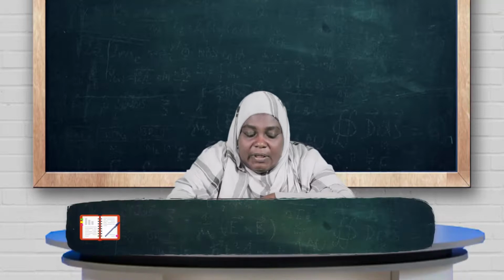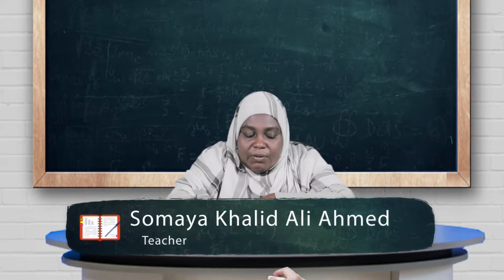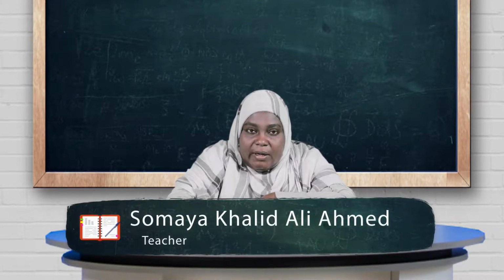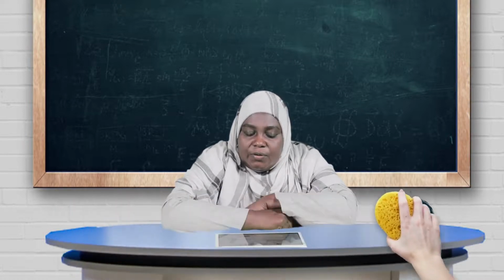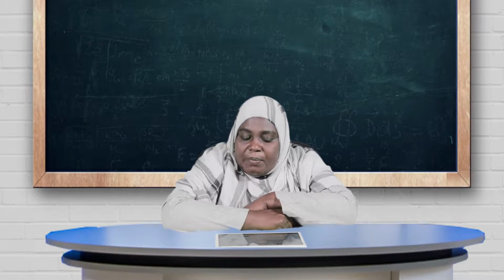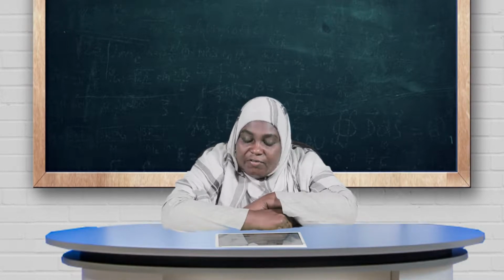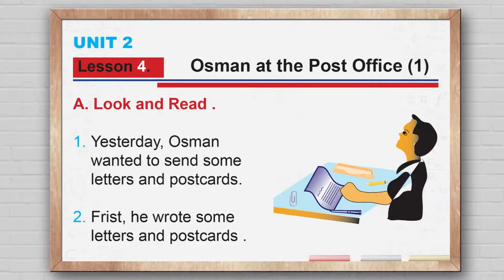Dear pupil, we are going to page 22, Unit 2, Lesson 4, Uthman at the post office. Look at the board. Here are some pictures about Uthman. Study them. Then listen please. After that you can read.